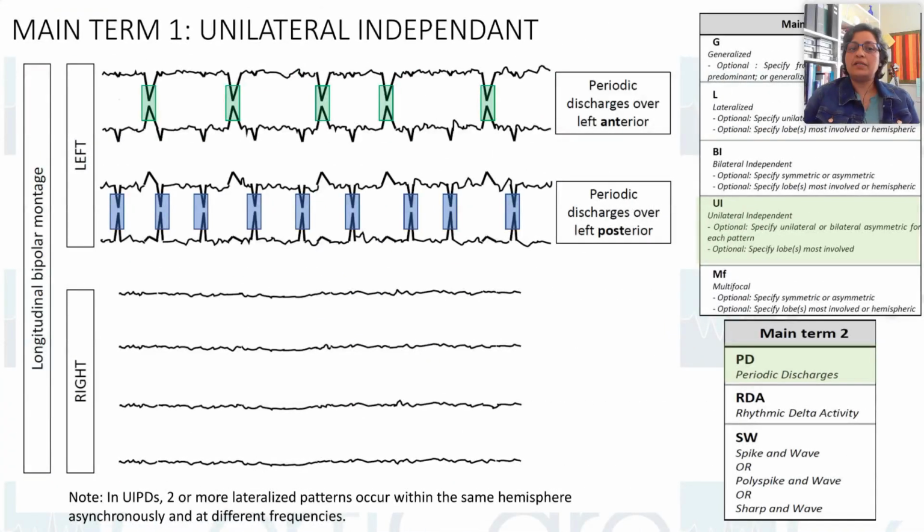All right, the next main term is unilateral independent. So you see the discharges only on one hemisphere, one side of the brain, but they are not happening at the same time at all the locations. So maybe the frontals are different from the centrals or the parietals or the occipitals. So periodic discharges on the anterior and on the posterior do not match. So these are asynchronous and occurring at different frequencies. Unilateral independent lateralized periodic discharges.